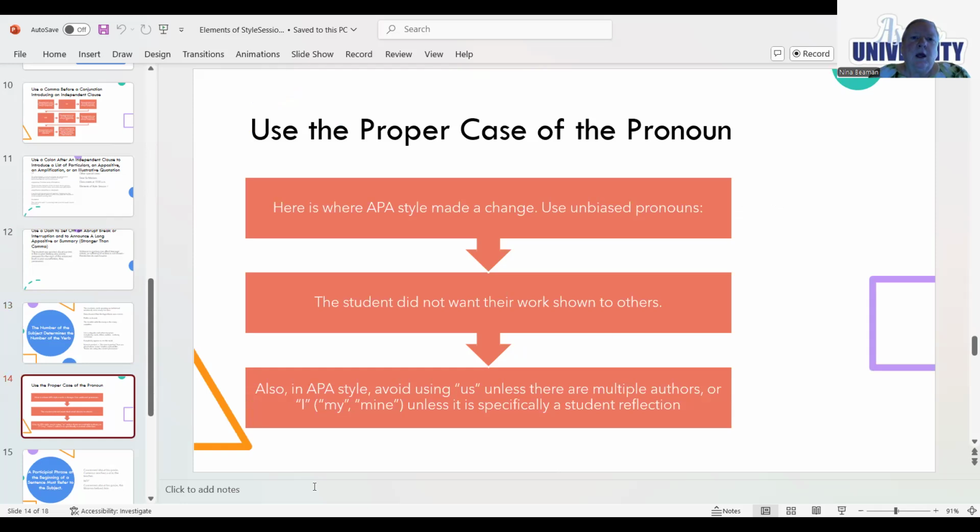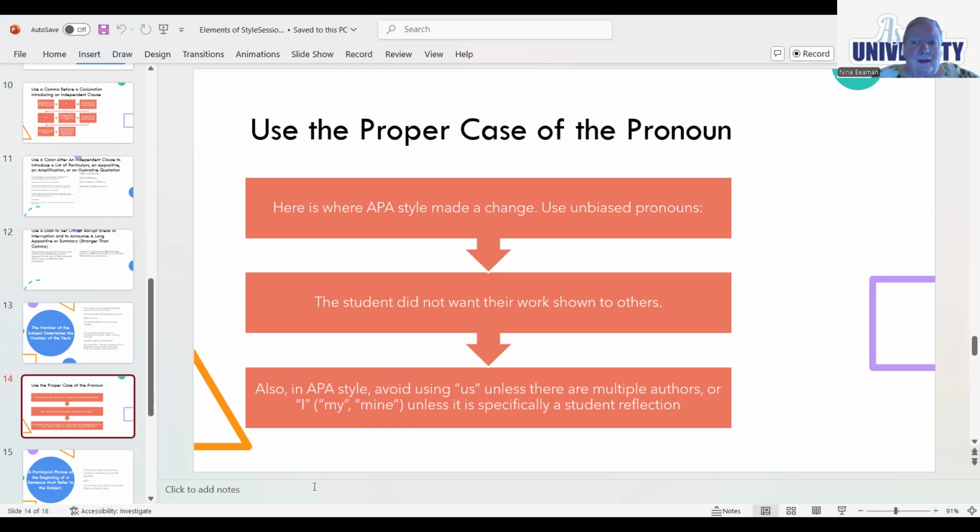Okay. Use the proper case of the pronoun. Here is where APA style is a little bit different because it's trying to get rid of bias. So in its most recent 7th edition, it's trying to get around the his, her, rotating his, her, she, he, that kind of stuff. So you say the student. Now, I don't know if this student is male or female. So I say the student did not want their work shown to others.